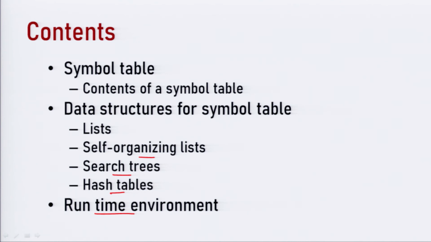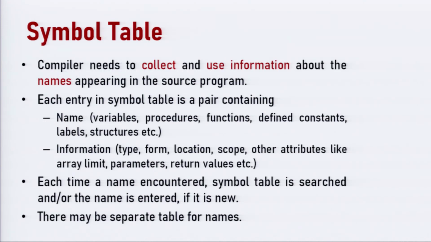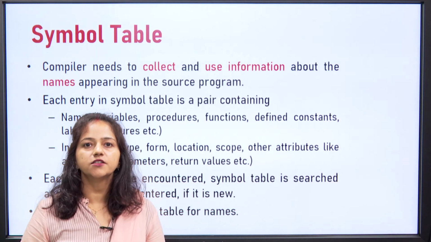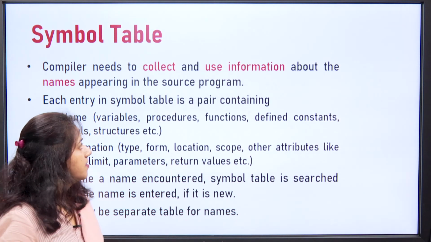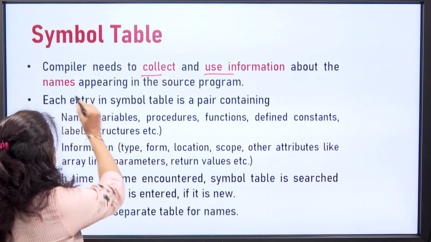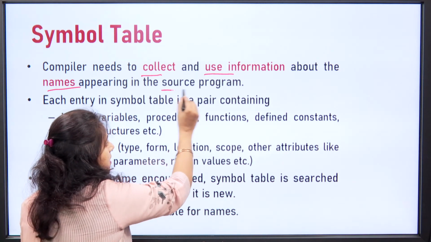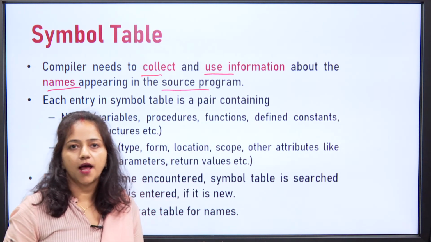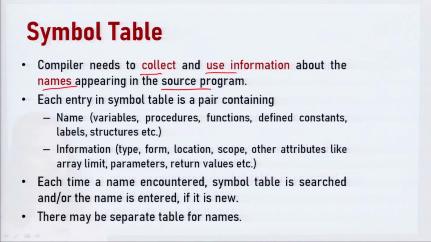So, first topic is symbol table. Symbol table is used to collect and use information about the names that are appearing in source program. So, compiler needs to collect and use information about the names that are appearing in source program. In source program, various names can be appearing. Names mean variable, procedure, function, defined constants, labels or structures.